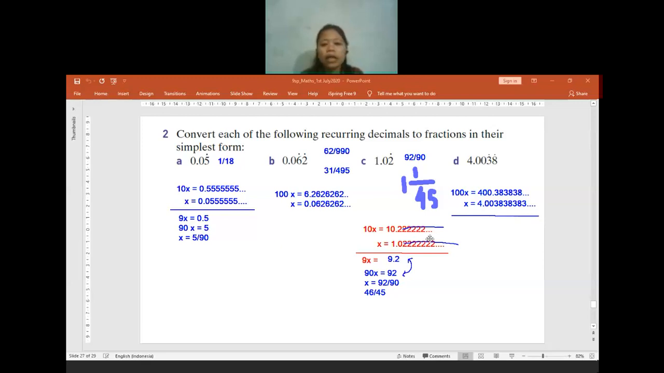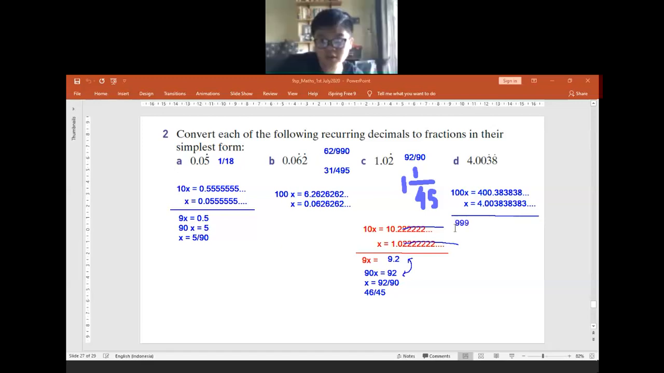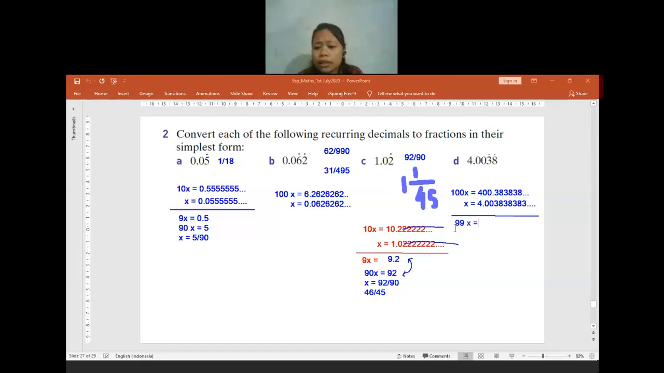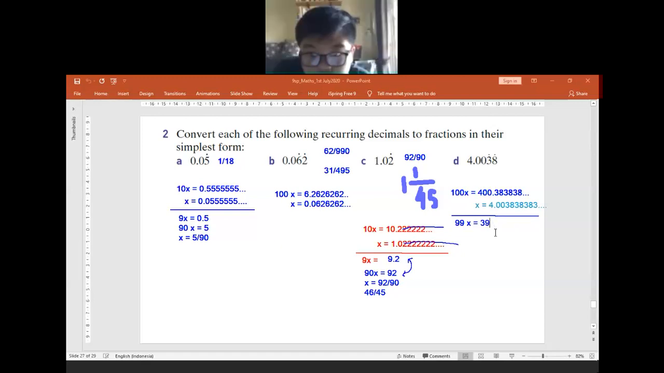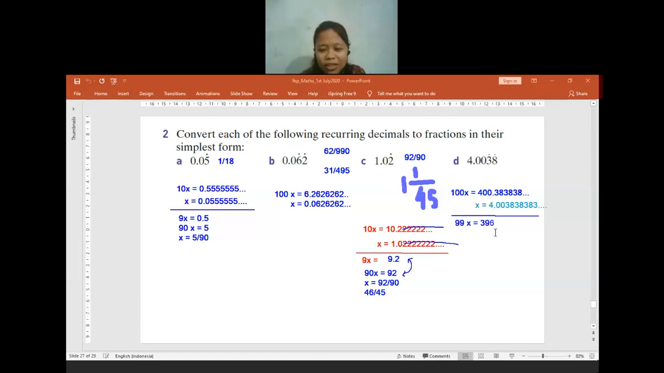100x minus x will be equal to 396.38. Sorry, 99x. If you get confused, I will move it like this. So now the leftover will be 400.38 minus 4.00, so it will be 396.38. Sorry, the 38 is at the top. Is there anyone who is confused?